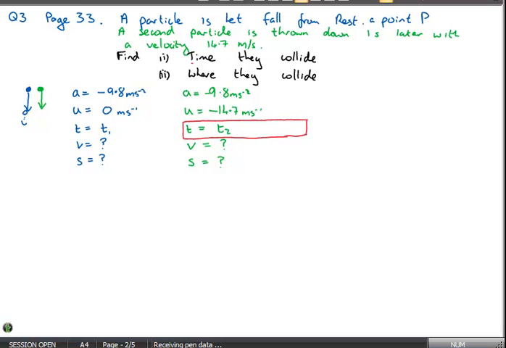Now we want to find the time, that's the first question. We know we have to get this time 2 in terms of time 1. Well, it's exactly 1 second after time 1. So T2 plus 1 will be equal to T1, or T2 will be equal to T1 minus 1 second. Now once we have this, we're in a way better position, and we can work this out.